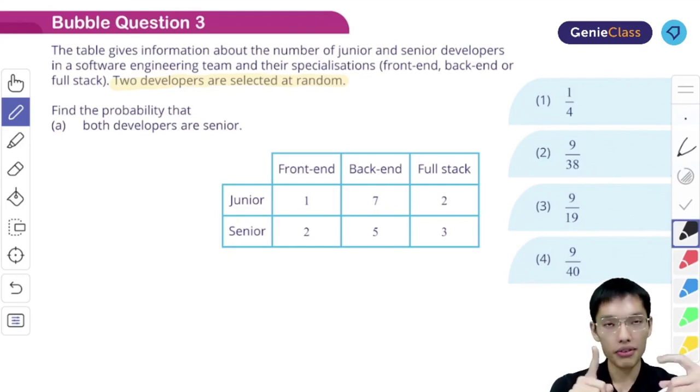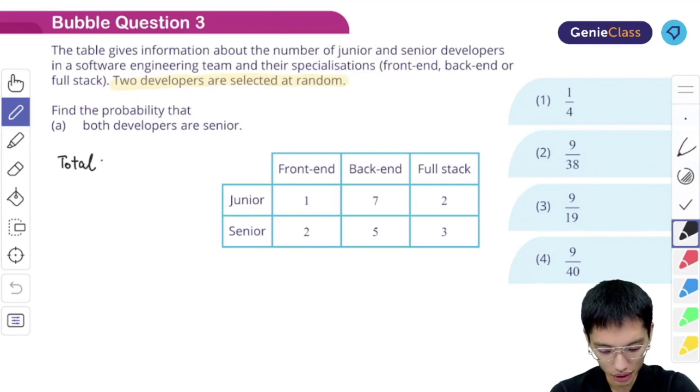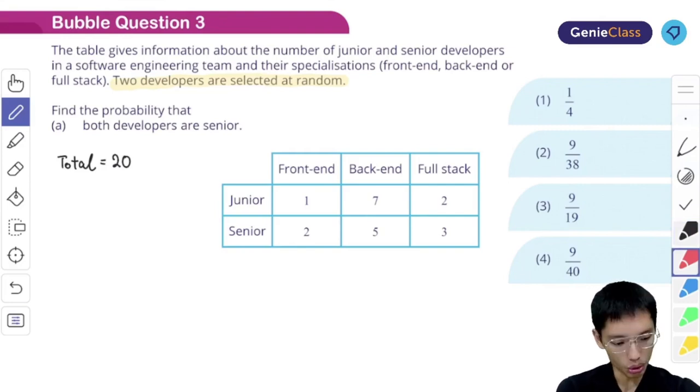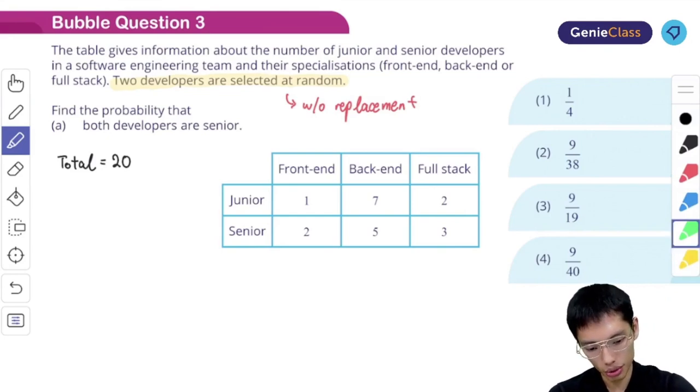Again, let's look. First things first, we have our total. Let me just go through for the benefit of the doubt for the rest who did not get it correct. First things first, we have to understand that this is the total amount. We need to know the total first. And we do have a consensus that it is without replacement. That's the first step. Now, both developers are senior, so we are looking into the total amount over here.